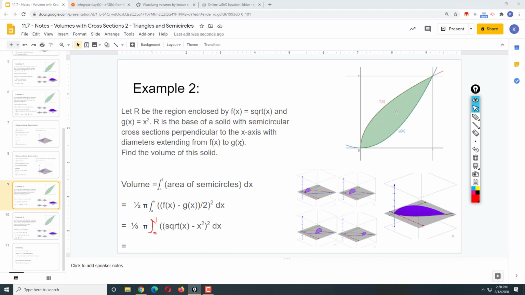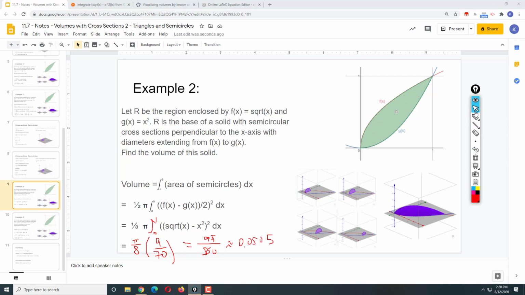This time we don't actually need to use Wolfram Alpha anymore because we know this is pi over 8 out in front. We've already seen this integral many times from the last lesson. The integral from 0 to 1 of square root of x minus x squared is just 9/70. So that's going to equal 9 pi over 560, which is about 0.0505 if you do the calculation.